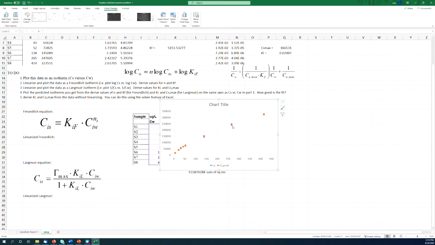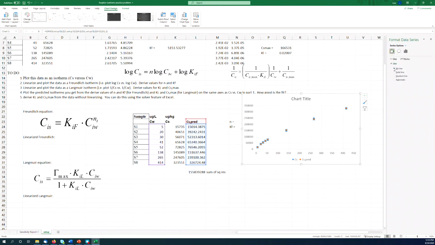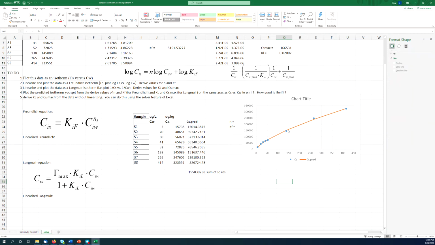And this orange is our CS predicted, so maybe we'll format that and give it an orange line because it's the orange points, and maybe get rid of the marker so we know that it's just a curve fit. So the blue dots now are the data and the orange is our fit and all is well and we're happy, and yay, there's much rejoicing.